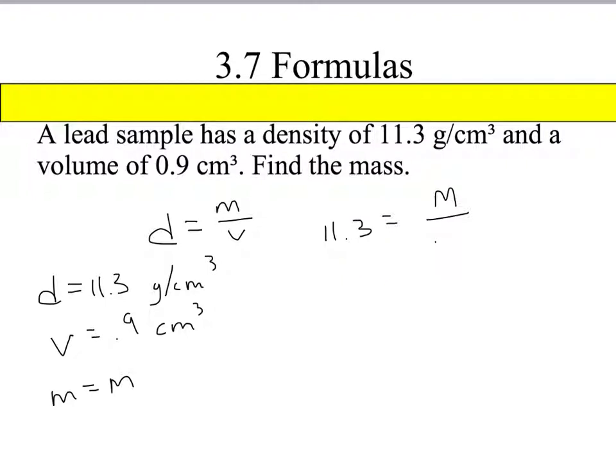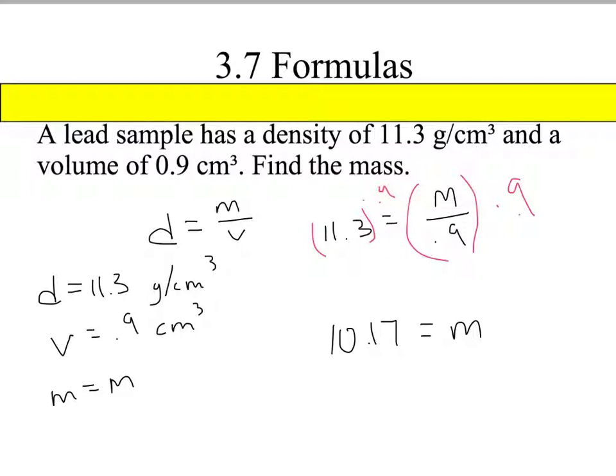M over 0.9. Okay, so now I need to get M all by itself. I am finding my mass. So in order, what is happening between my mass and my 0.9? It is being divided, so I need to multiply both sides by 0.9. Okay, if I take 11.3 times 0.9, I get roughly, give or take, M is equal to 10.17.